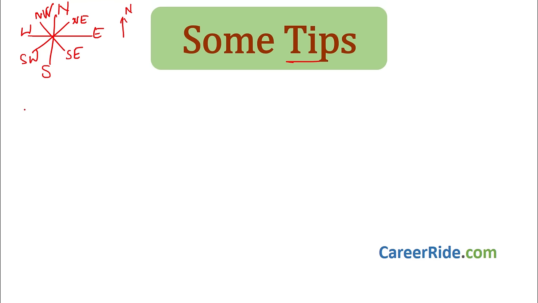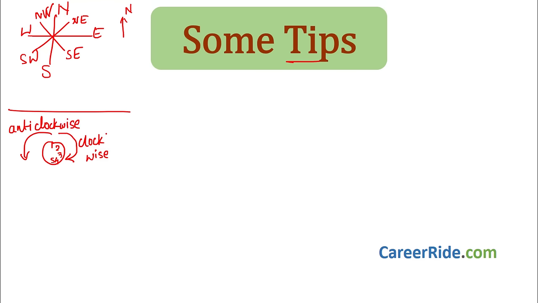Now after this, another important concept. Now you know this is clock, 1, 2, 3, 4, 5. So this is how the clock proceeds. This is the clockwise direction, and the opposite would be anti-clockwise direction, right? So remember, clockwise and anti-clockwise. Clockwise is always from this side, anti-clockwise is always from this side.